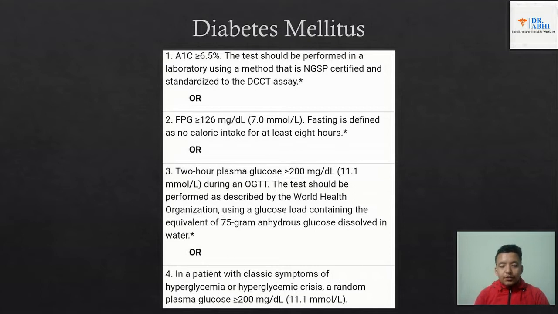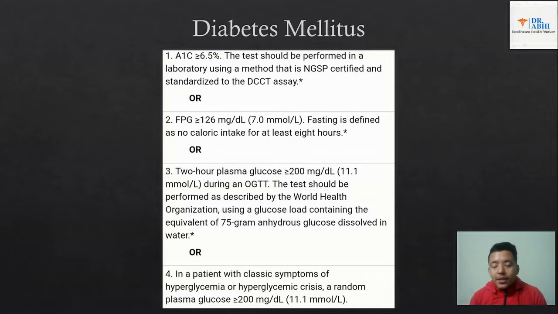Moving on with the topic, first of all, the definition of diabetes mellitus. Diabetes mellitus is defined as the HbA1c level of more than 6.5%. We must consider that it should be tested in the laboratory using a method that is NGSP certified and standardized by the DCCT, or the fasting blood sugar of more than 126 mg per dl. Fasting is defined as no caloric intake for at least 8 hours. We must be concerned with that. The 8 hours is the benchmark.